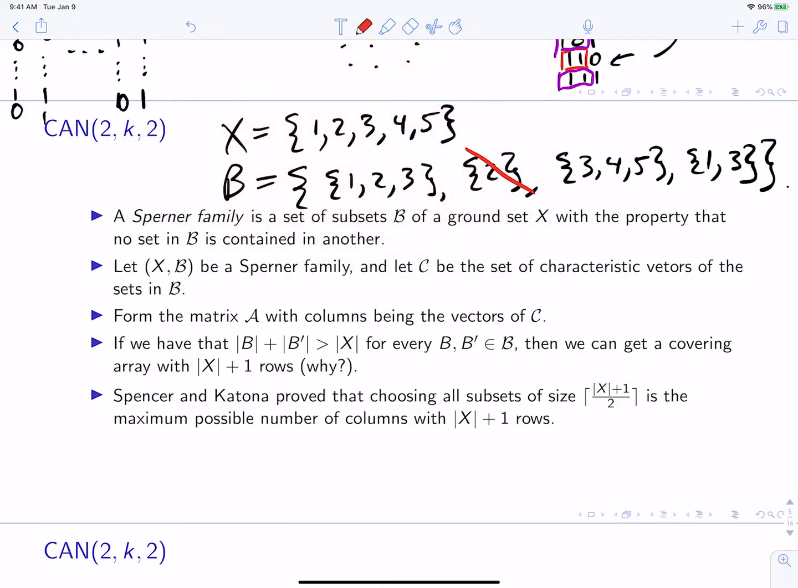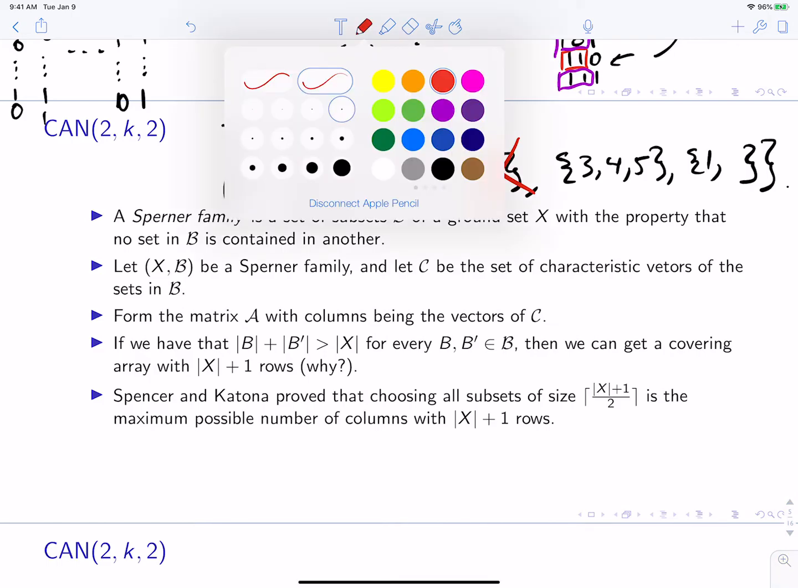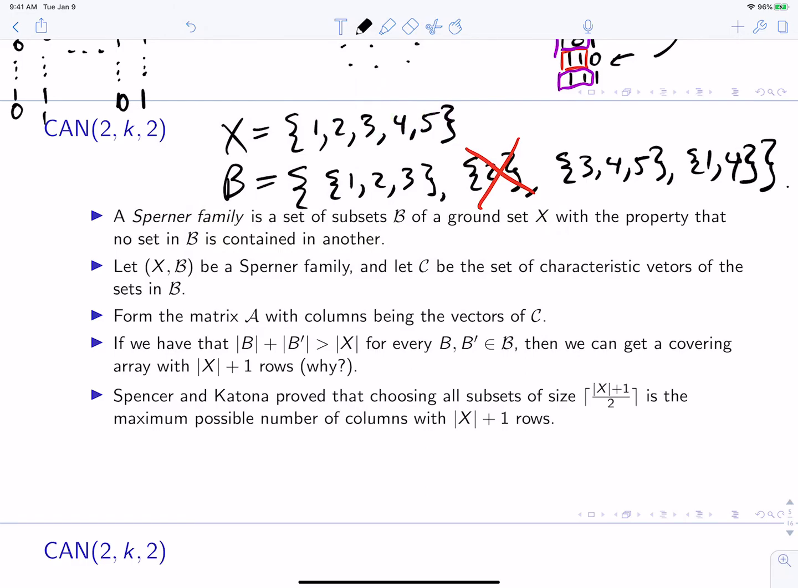What if I just knock that 2 set away? 1, 3, yeah. So 1, 3 is in the other set. Let's actually change that to 1, 4. That's what I wanted to have happen. That was my mistake. So now is it a Sperner family? Yeah. So the sets can have intersection, but it's just that one can't be completely inside the other one. So that's what a Sperner family is.